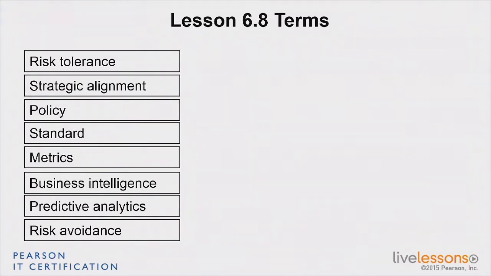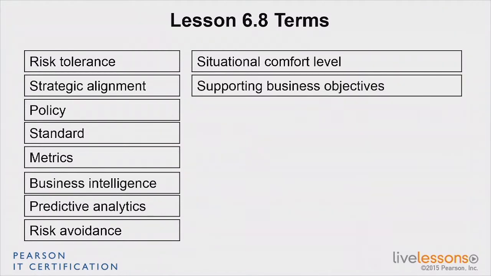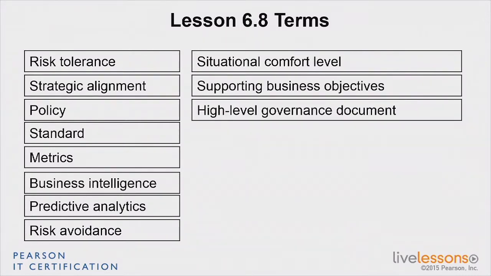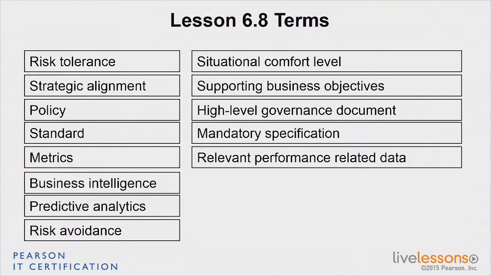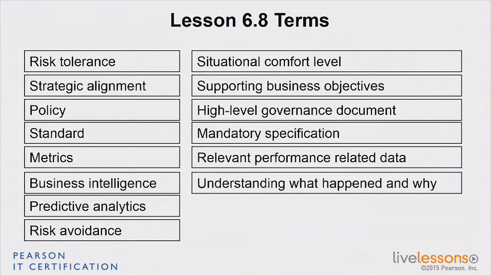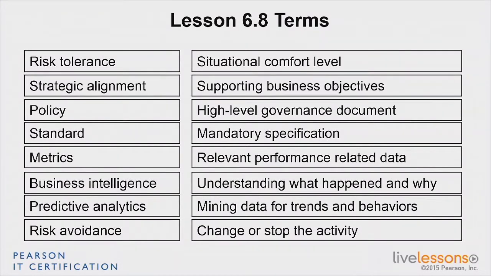Let's take a look at our lesson 6.8 terms. Risk tolerance is our situational comfort level. Strategic alignment means that we are supporting the business objectives. A policy is a high-level governance document. Our standard is a mandatory specification. That's how we implement our policy. Metrics are relevant performance-related data. Business intelligence is understanding what happened and why. Predictive analytics is mining data for trends in behavior. And risk avoidance means we change or stop the activity.